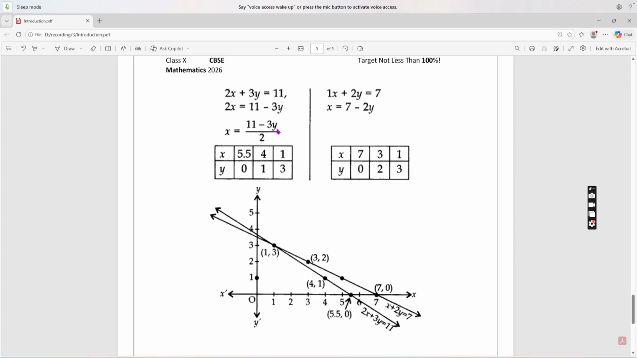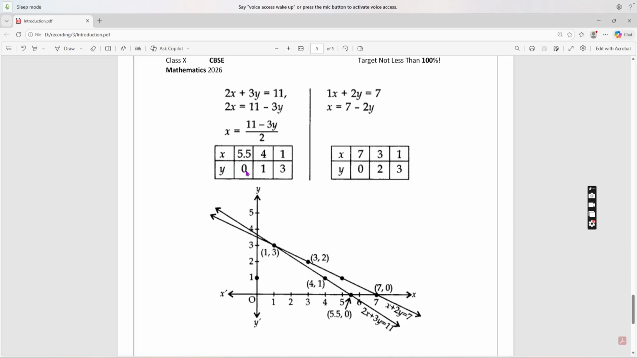Now, take the value of y such that it is going to be divided by 2 in a proper way. Proper way means if we are getting a decimal, it should be 0.5 because it is very easy to plot 0.5 in the graph, or we should try our best to get no decimal at all. How I am going to show you.